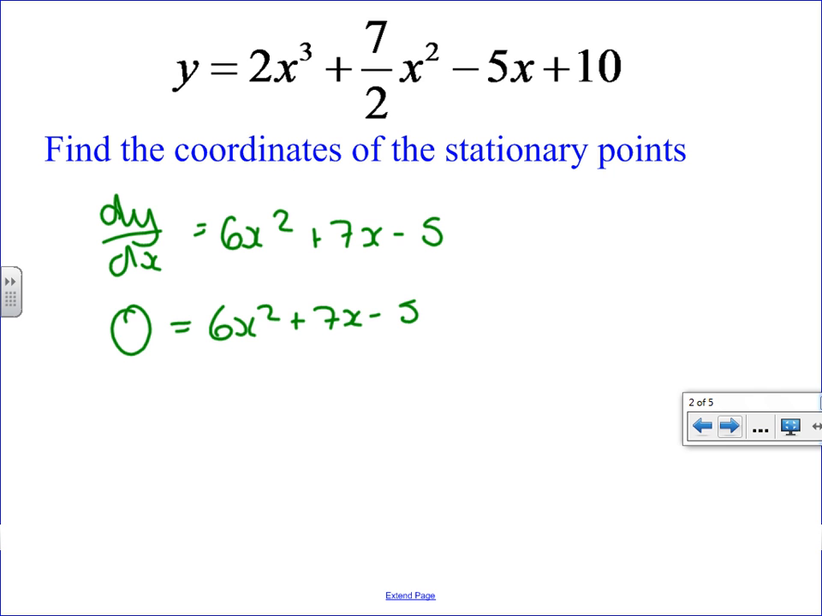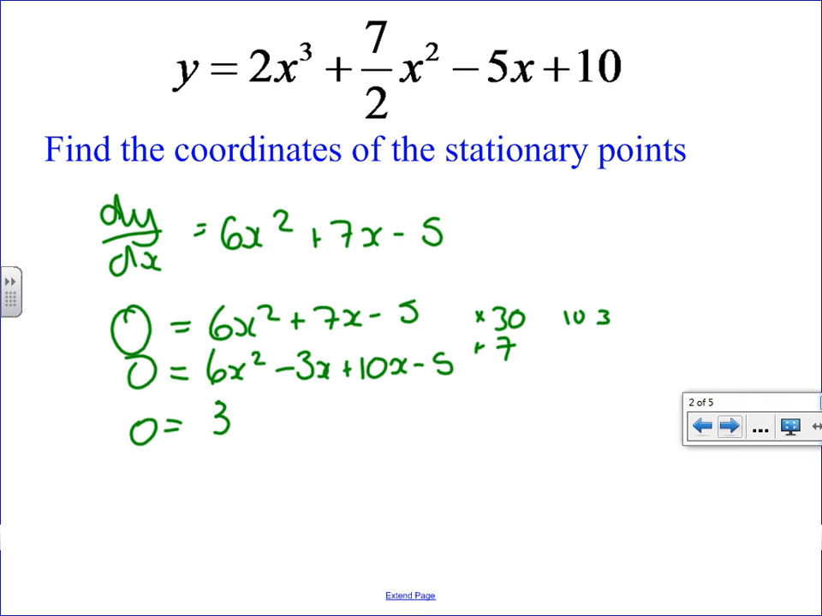Right, so we want two numbers that multiply to 30 and add to 7. 5 and 2? No, 5 and 2 isn't 30. 10 and 3? Yeah, 10 and 3. So we need to do 6x squared plus 10x minus 3x minus 5. You can do it either way around. I'm going to factorise that.